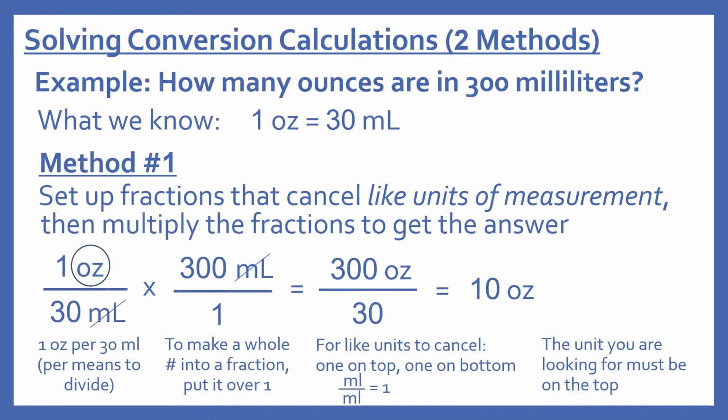If we do the math here, we have 300 ounces divided by 30, because our milliliters canceled out, so all we're left with is ounces, and that equals 10 ounces. Something to remember with this method is that the unit you're looking for must be on the top. After your units cancel, make sure the one you're looking for is left on the top, so that will give you the correct answer.